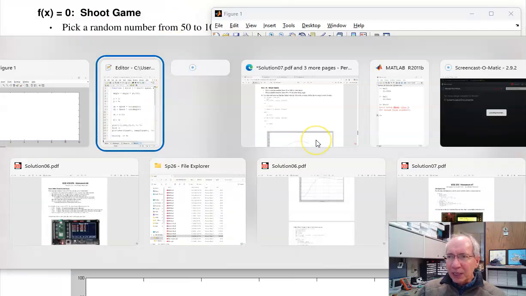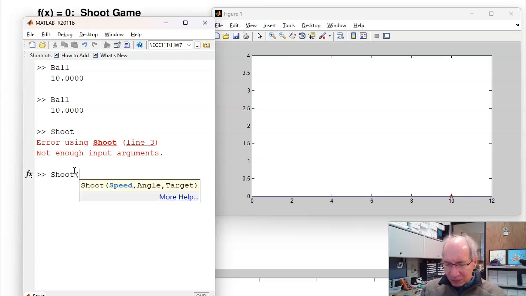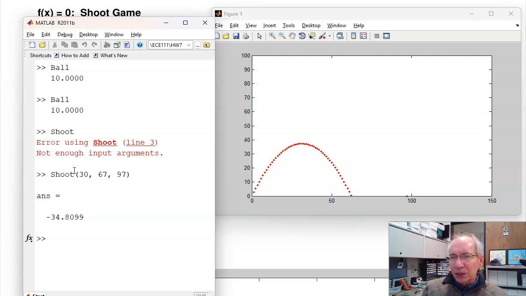So let's go back to Matlab and try it. Shoot. I want to launch a tennis ball at a speed of 30 meters per second, 67-degree angle, and my target, let's make it at 97 meters. I launch a tennis ball. It goes up, comes down, and hits. So I wind up 34 meters short.